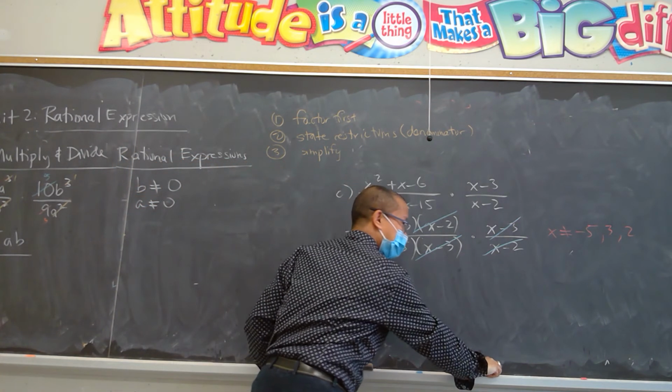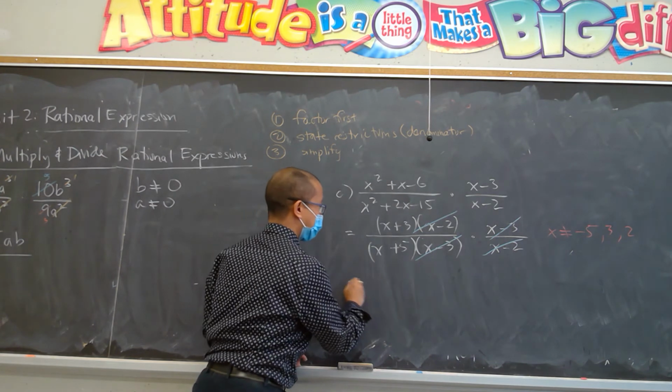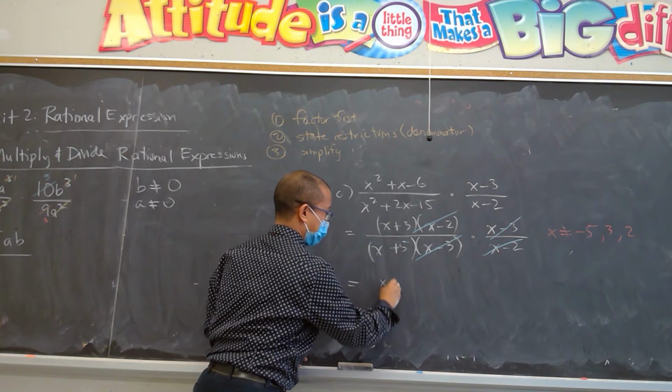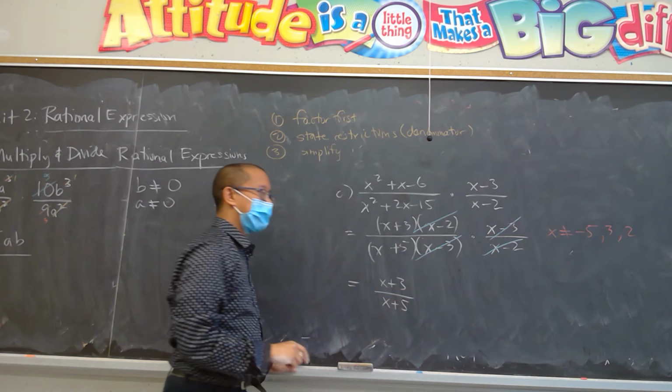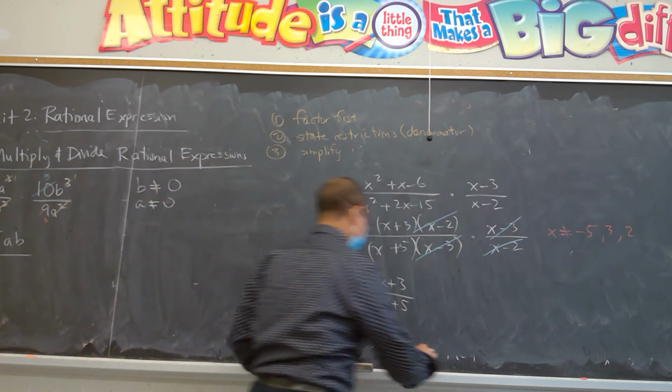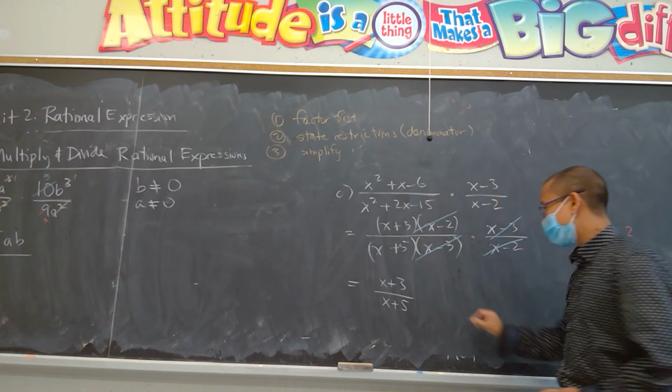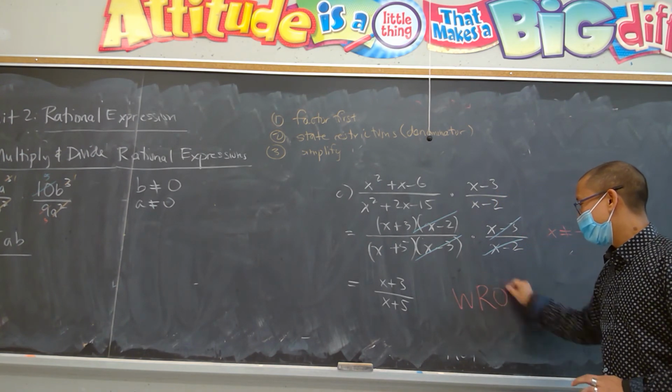So our final answer, Arina, do you know mine? Yeah, sure. X plus 3 divided by x plus 5. Nice. And just to make sure everyone's at home, notice what I'm going to write in red is wrong. This is wrong.